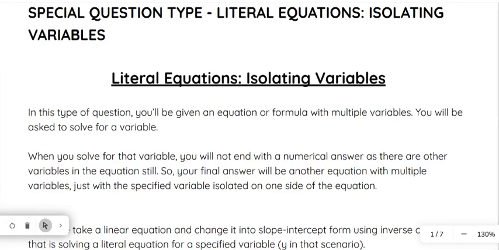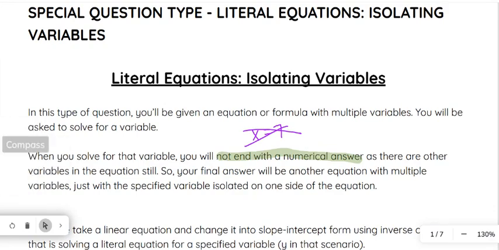When you solve for that variable, you will not end with a numerical answer. So that's a key thing to note here. You're not looking for something like x equals 7. That is not what we will end with. In comparison, today in this lesson, we will be looking specifically at multiple variables in an equation.